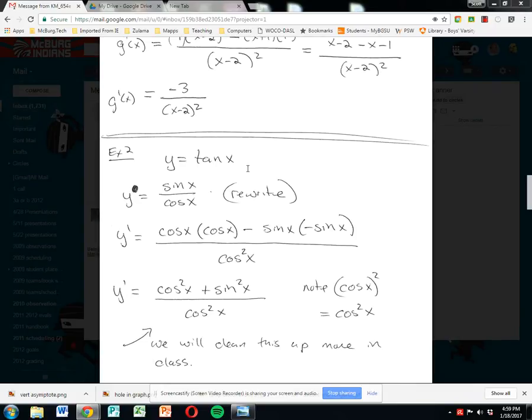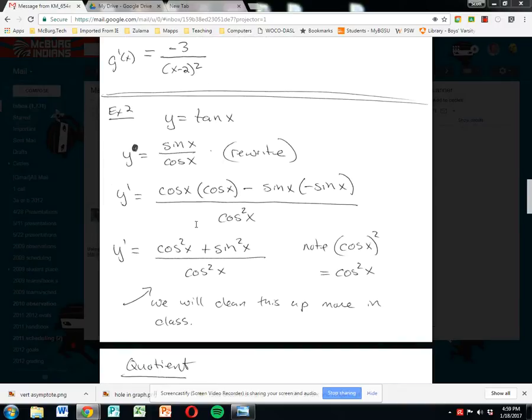We actually have this one in the book, and we know that this is an answer that we're going to have to basically memorize at some point in time. But just to get in the habit of working with trig a little bit, if we have y equals tan x, that's the same thing as saying y equals sine x over cosine x. That's just a rewrite.